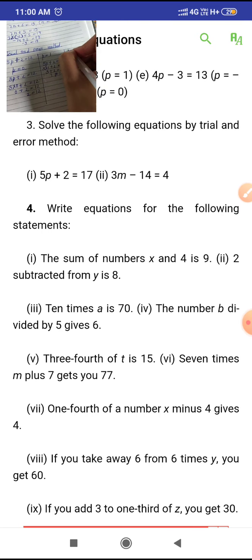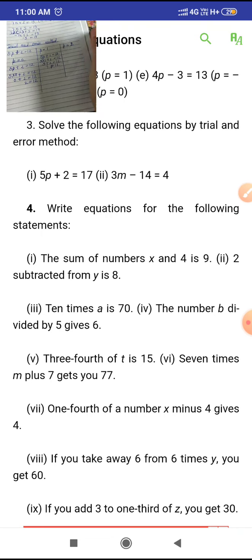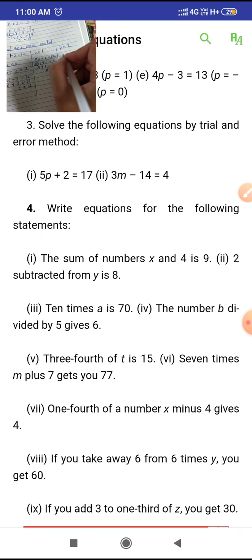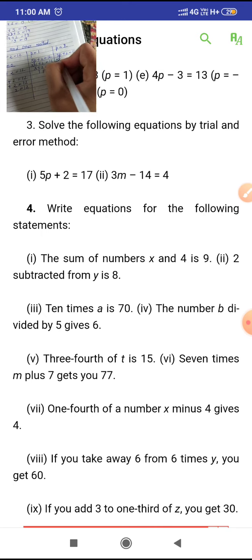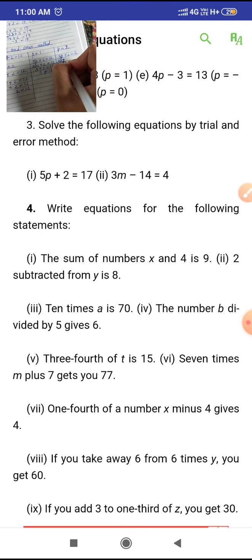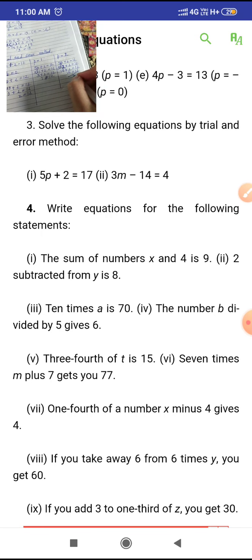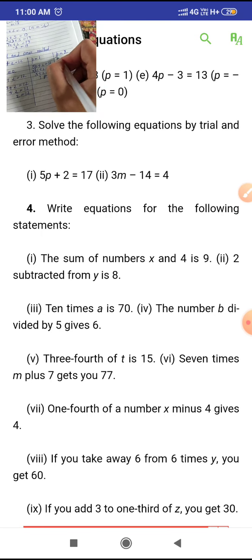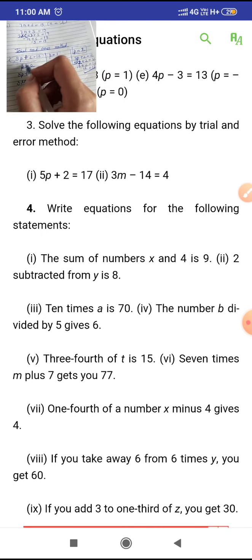Now we are going to put p is equal to 2. In place of p we write 2. So we have 5p plus 2 is equal to 12. In the next line we place the value of p here. So 5 multiplied by 2 plus 2 is equal to 12. 10 plus 2 is equal to 12. 12 is equal to 12. So p is equal to 2 is the solution of the given equation.